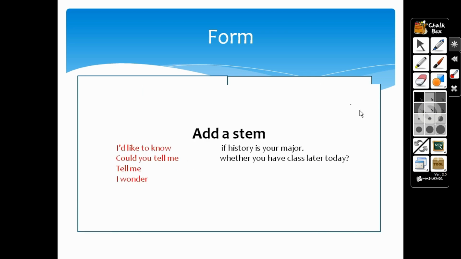Finally, you need to add a stem in front of those parts. So you can combine them however you want. You can say something like, I'd like to know if history is your major, or tell me if history is your major, or could you tell me whether you have class later today? You can combine them however you want.